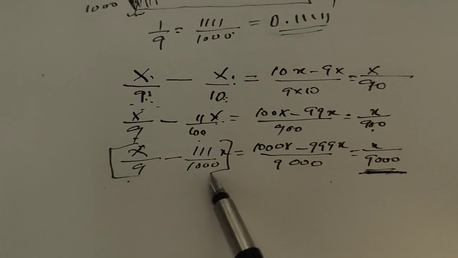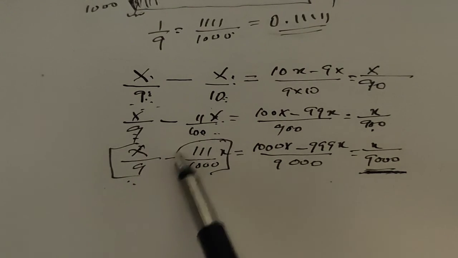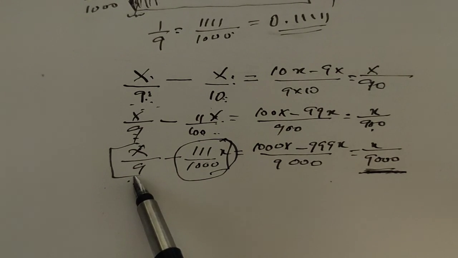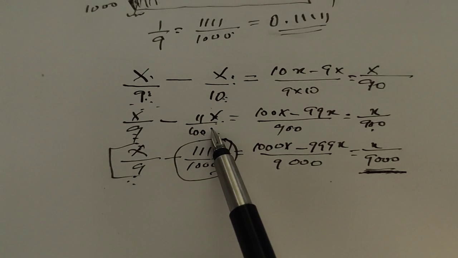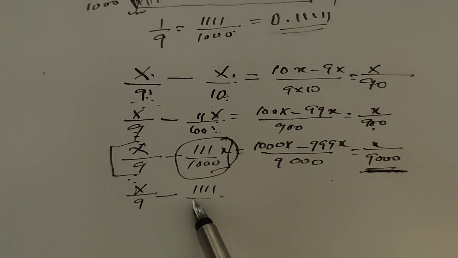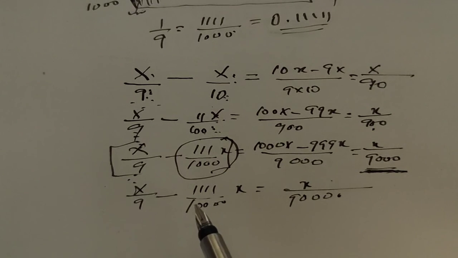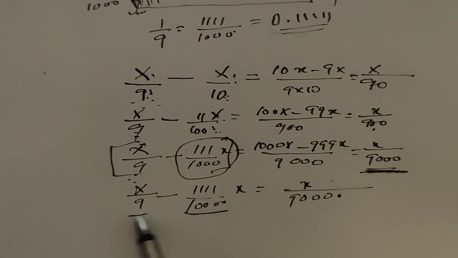Therefore we can say this difference is very small when compared with this. Therefore this value is much closer to x by 9 than this. Again we can say x by 9 minus 1111 by 10,000 x is equal to x by 90,000. And that is why we say this value is very close to x by 9.